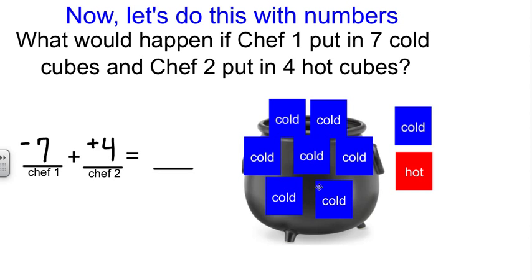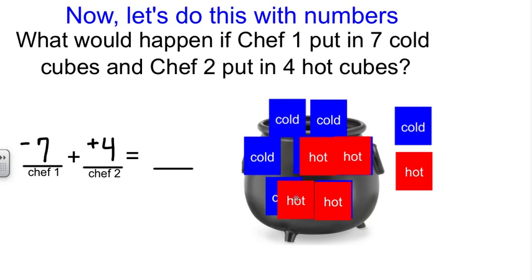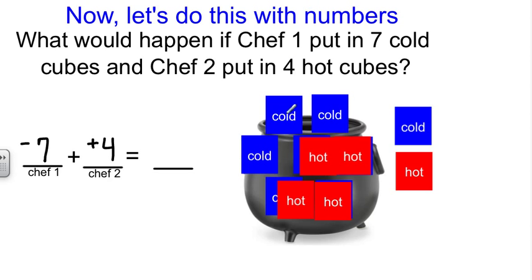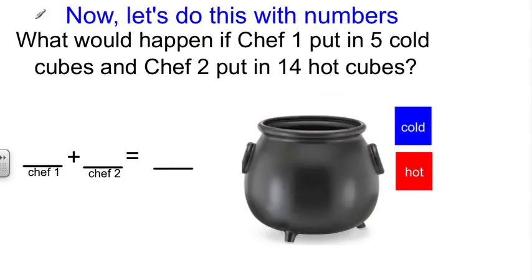Chef 2 came in and said, oh, no, no, no. We have to put in 4 hot cubes. These hot cubes canceled out those cold cubes and made them even. So what is left over are these 3 cold cubes. Overall, we're left with 3 cold cubes. The cold cubes were left over.